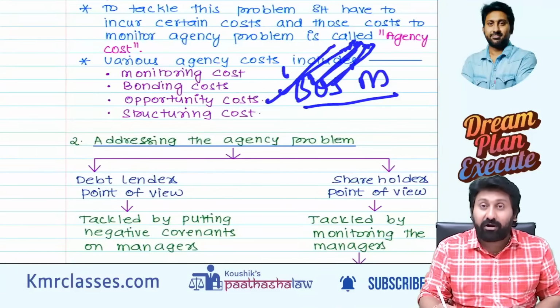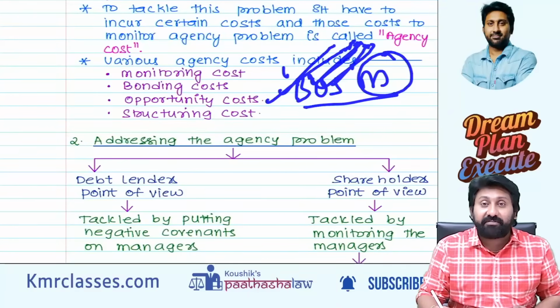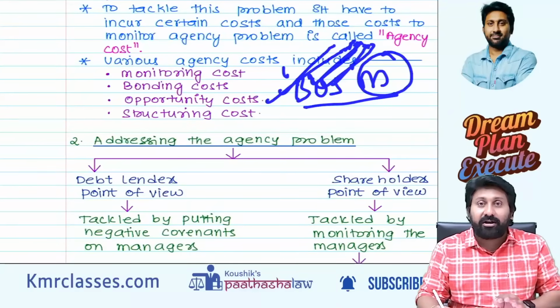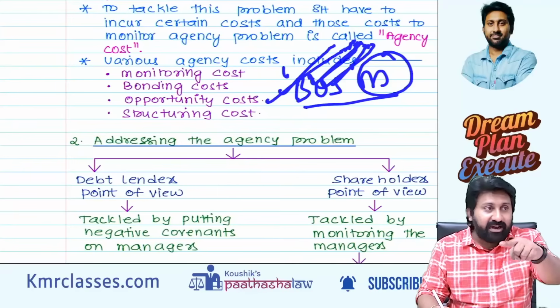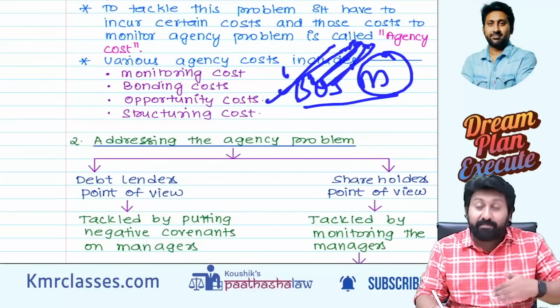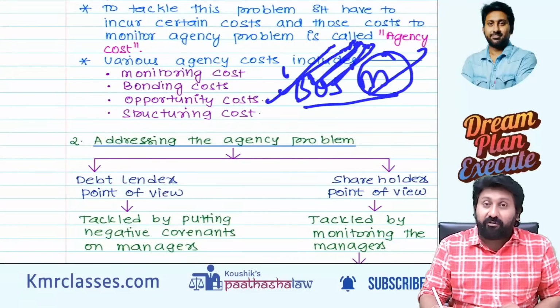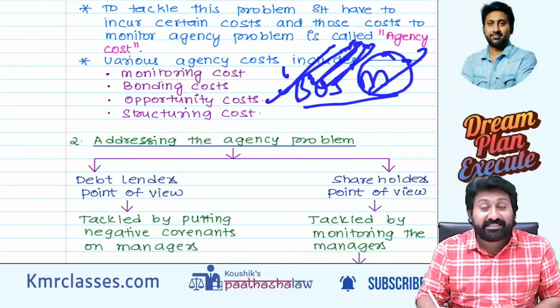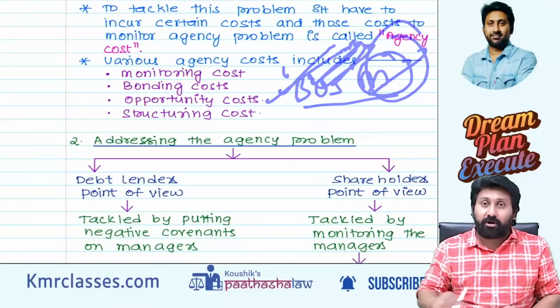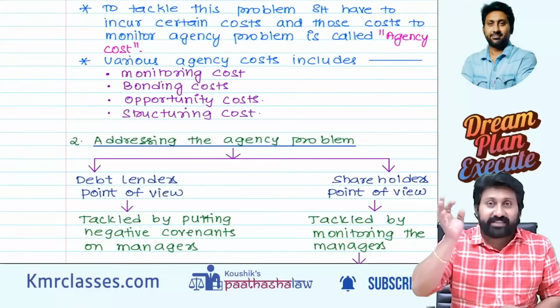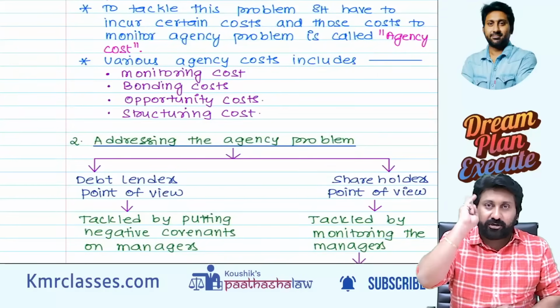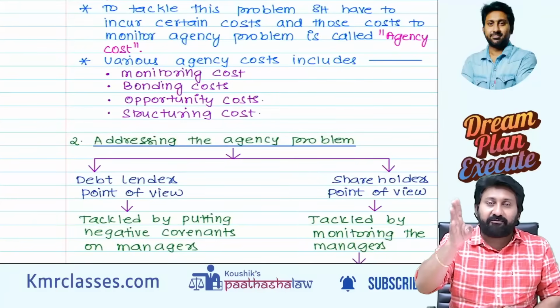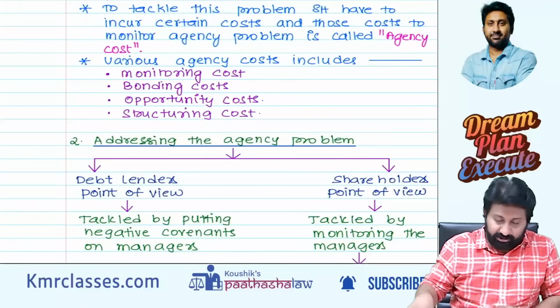Structuring costs are involved. Then there will be an audit committee. That audit committee will monitor whether the board of directors are really acting for their own benefit or for the shareholders' benefit. For that audit committee, I need to pay sitting fees, salaries, etc. That is monitoring cost. So what are the costs involved? BOSS M: bonding cost, opportunity cost, structuring cost, and finally monitoring cost.